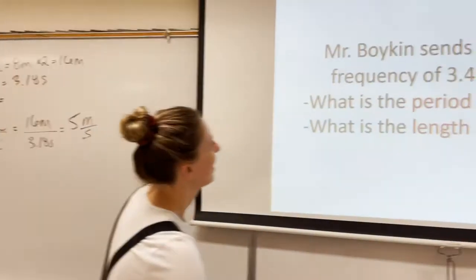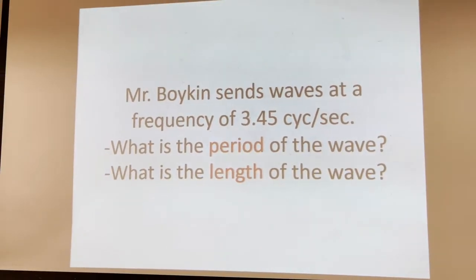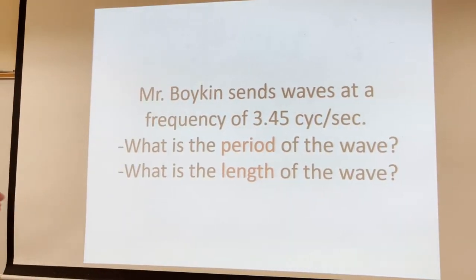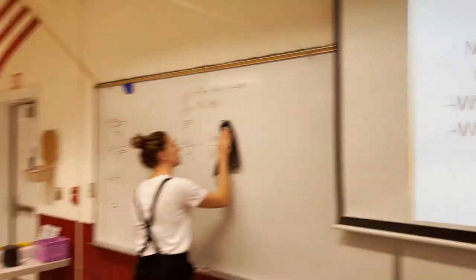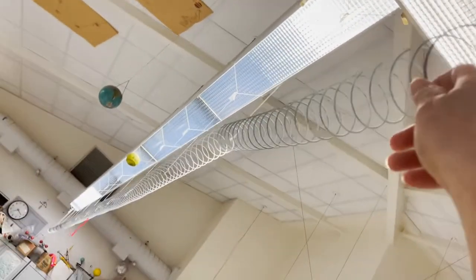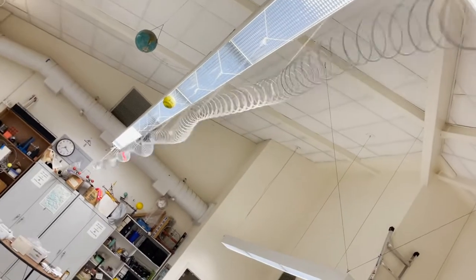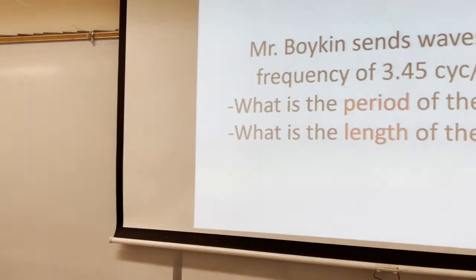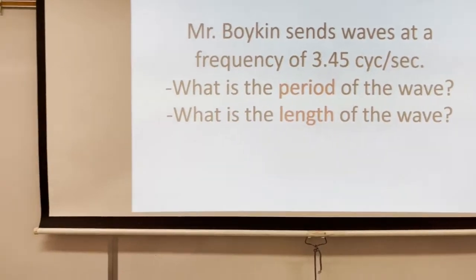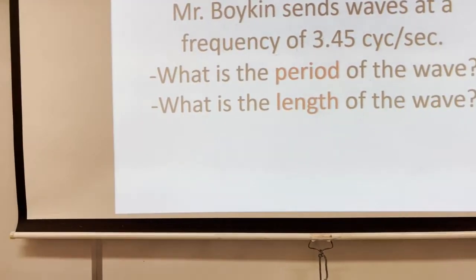Mr. Boykin sends waves at a frequency of 3.45 cycles per second. So that means in 1 second I'm doing 3.45 cycles. Cycles per second. And then what are we trying to find here? The period of the wave. Oh, this is the easy one.